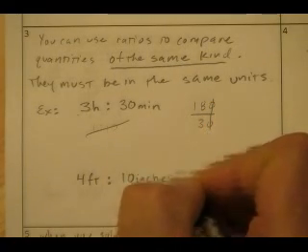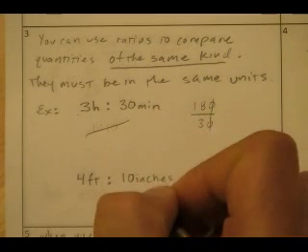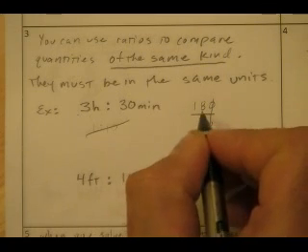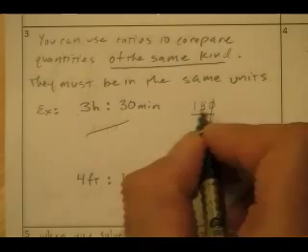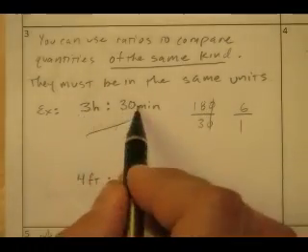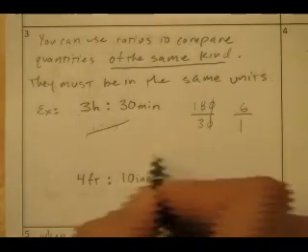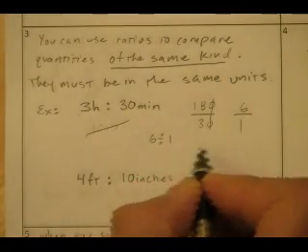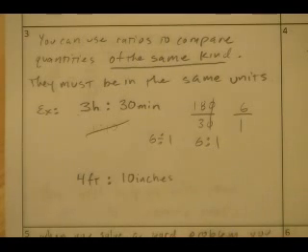And now I can reduce this. Right? This is 18 times 10, so I have 10 over 10, get rid of that. And since this is 3 times 1, this is 3 times 6, I get 6 over 1. So 3 hours to 30 minutes is a 6 to 1 ratio.